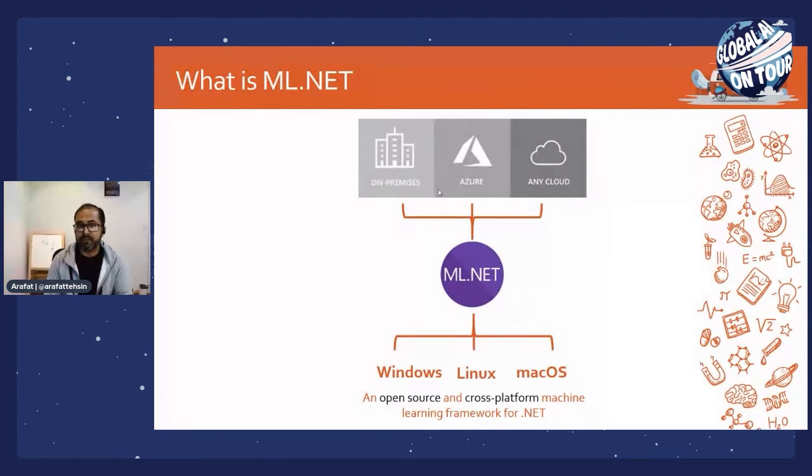ML.NET is offline first, so that is the good part. If you have got an IoT application, and you want to use a model offline without having to connect with Azure, you can do that within your .NET application, and it is fantastic.